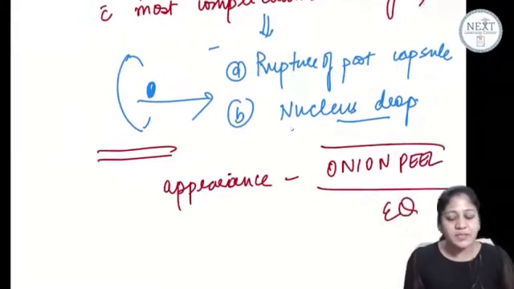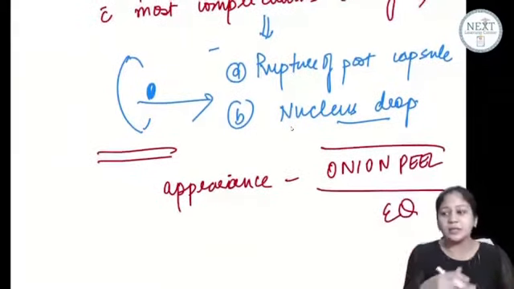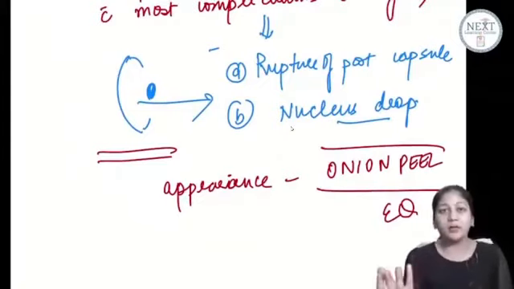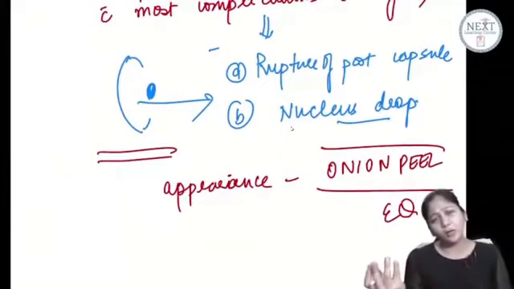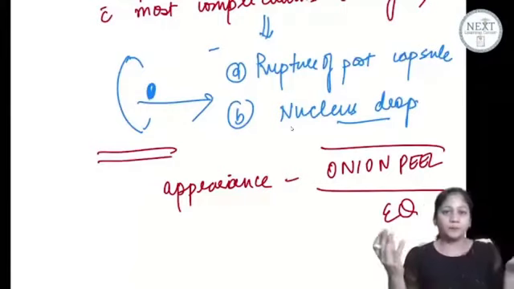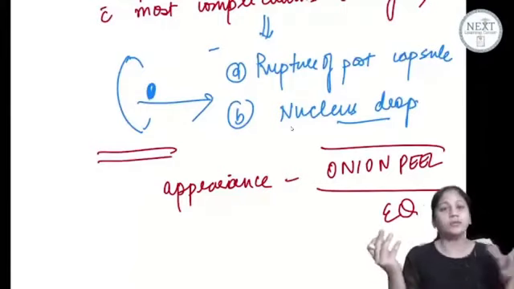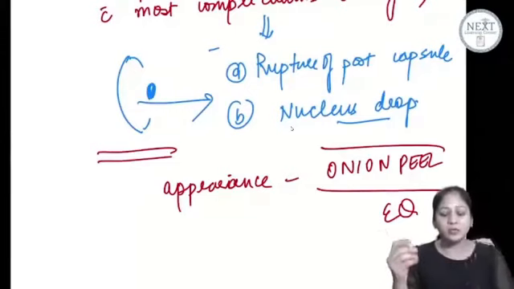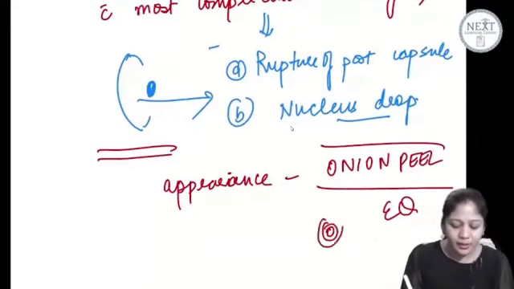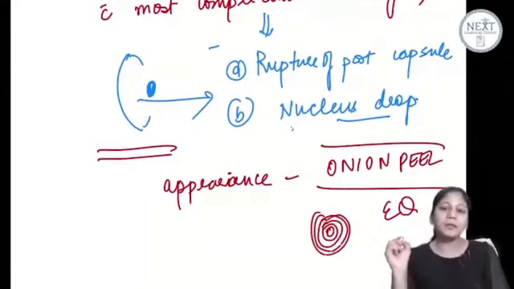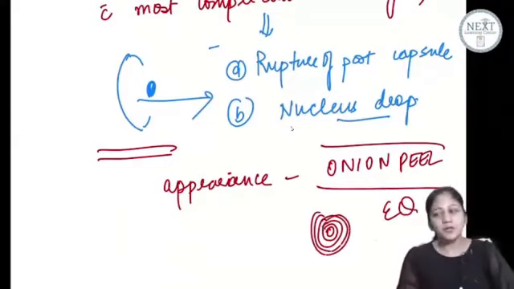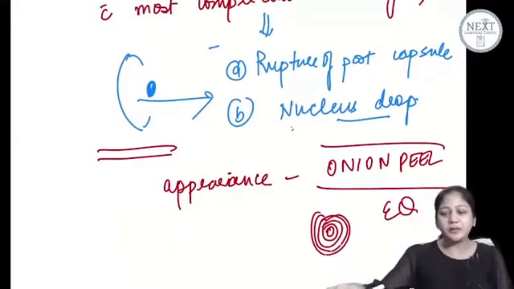How will I know whether it's a posterior polar cataract or a cortical cataract or a nuclear cataract? It is by the look. When I see the patient on slit lamp, it is basically the look of the cataract, the look of the opacity. So you see an onion peel appearance. Okay? So they can ask you, onion peel appearance is for which type of cataract? So it is for a posterior polar type of cataract.